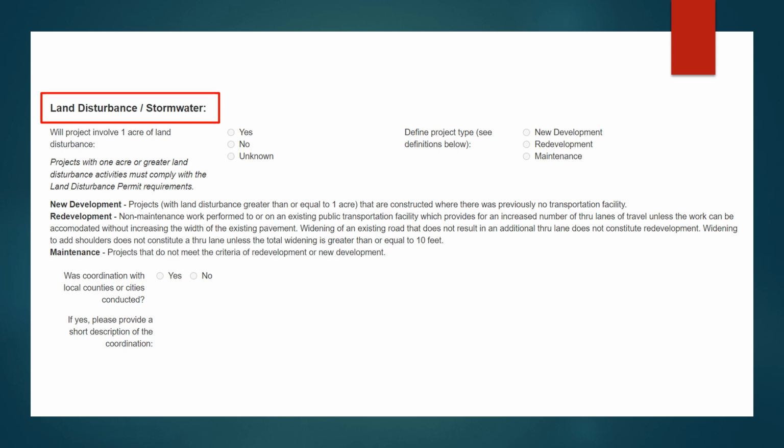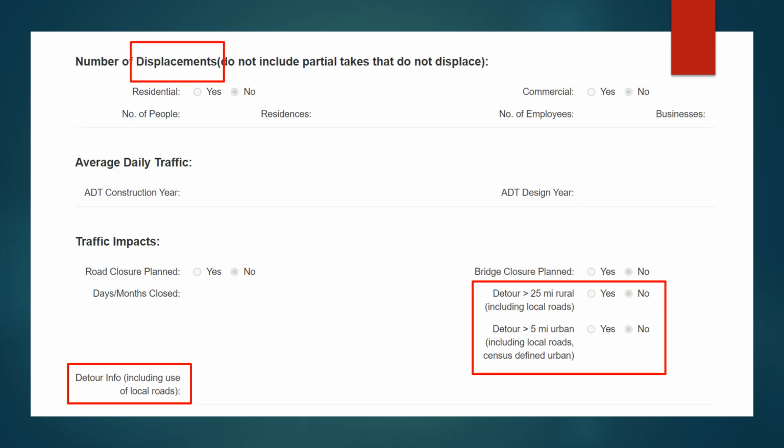If there was any coordination with local counties or cities, answer yes and provide a brief explanation. This helps MoDOT achieve stormwater permitting requirements to work with adjacent MS4 regulated entities. Remember to update this as the project progresses and new RESs are submitted. All other fields should be filled out as completely as possible.